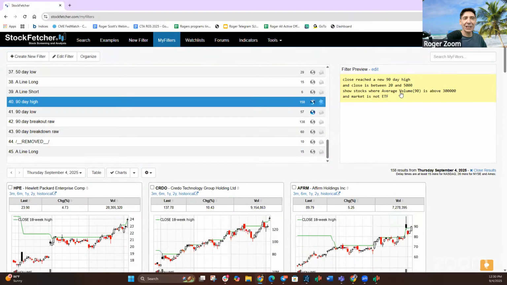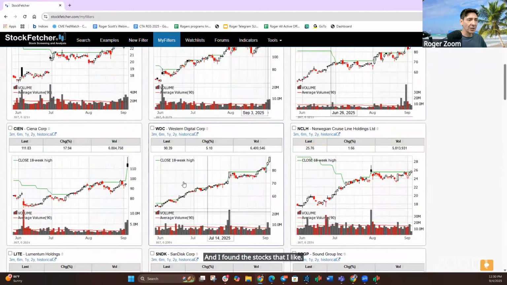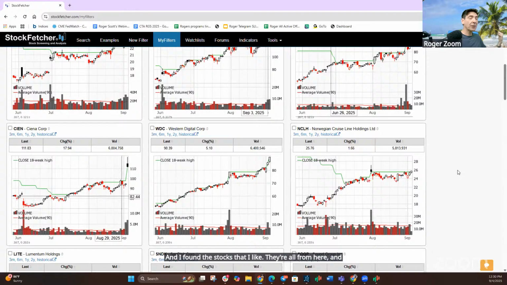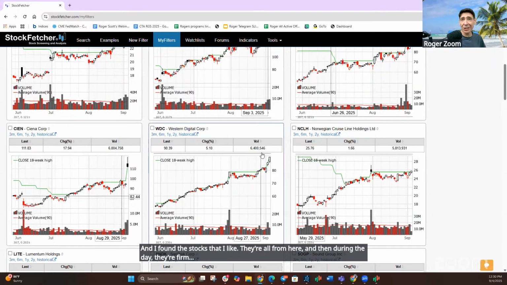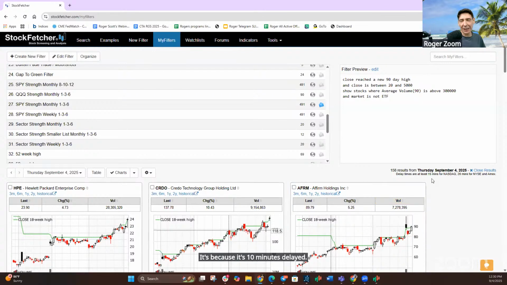There's the secret code right here. It's a whole 4 lines of code. And I found the stocks that I like. They're all from here. And then during the day, the only reason why I don't use this during the day is because it's 10 minutes delayed or 15 minutes delayed. I think it's actually 10, but whatever, 20 minutes.